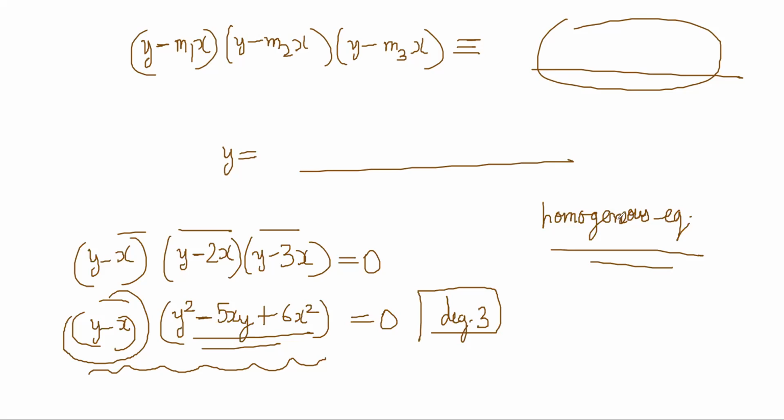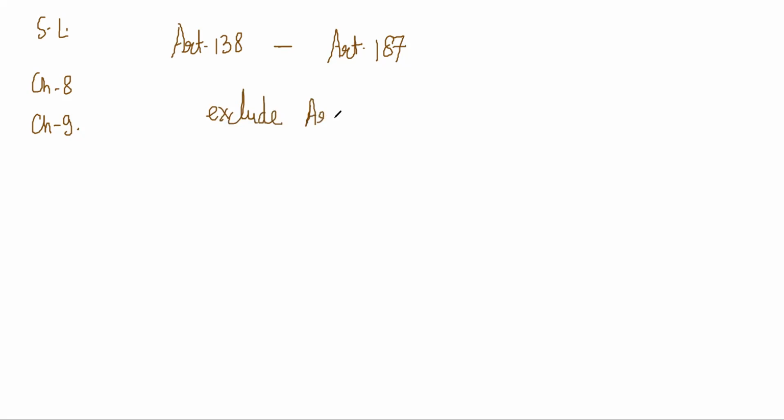And basically in SL Loni, it is chapter 8 and chapter 9. It is article number 120, 140 something, 138, article 138 to article 187, and you can exclude articles 175, 176 and 177 from there.